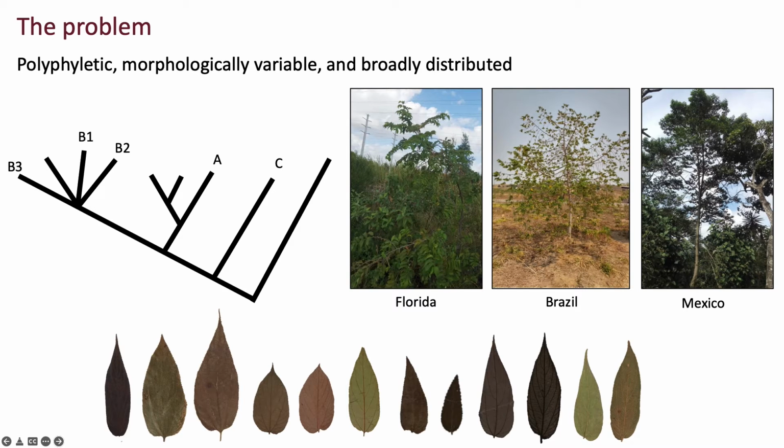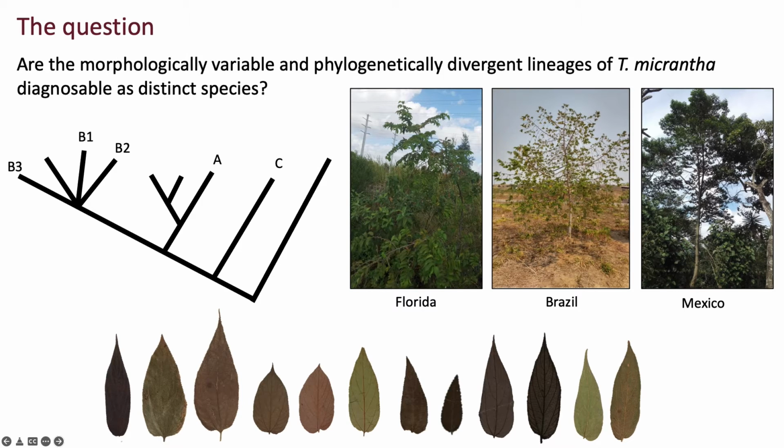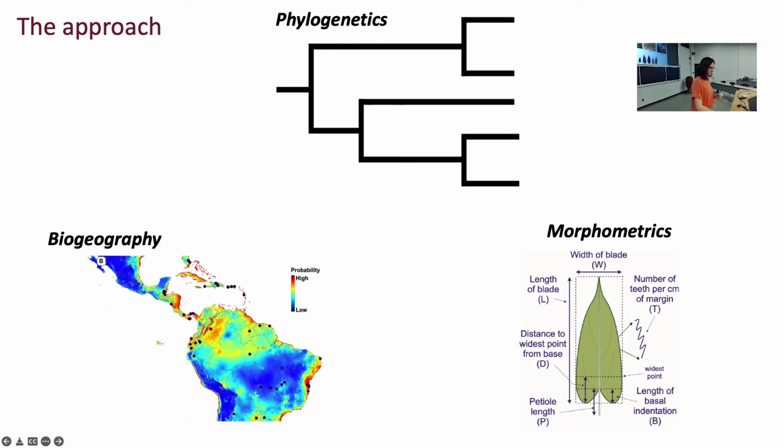So hopefully you can kind of see the problem that we're trying to address. And that problem is that this group is polyphyletic, so not all the lineages share a common ancestor. They're morphologically variable and very broadly distributed. So when we think about this, we see that this is likely not an accurately described species that needs a little bit more work. So the question that I'm trying to address is, are these morphologically variable and phylogenetically divergent lineages of Trema micrantha, can they be diagnosed as distinct species? And again, I'll be focused on this B group for the remainder of the talk.